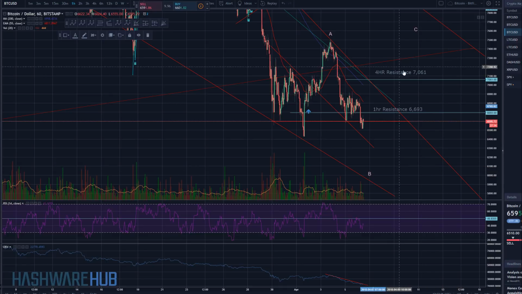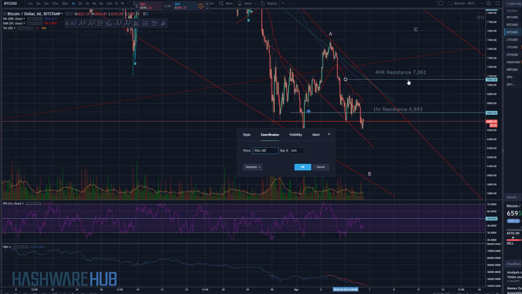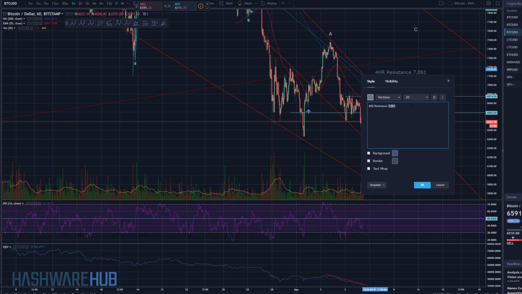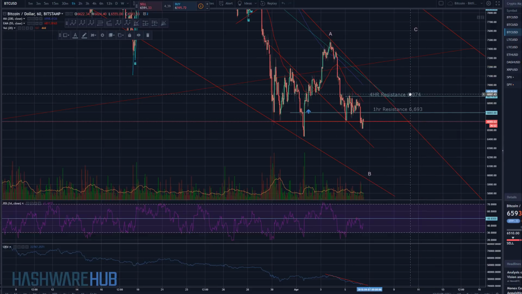Next, the 4 hour resistance level is 6,874. That kind of makes sense too. It kind of replaces the 1 hour resistance level at these tops right here. Again, these are two levels that the market needs to break through to the upside, which just proves more resistance than what we have.